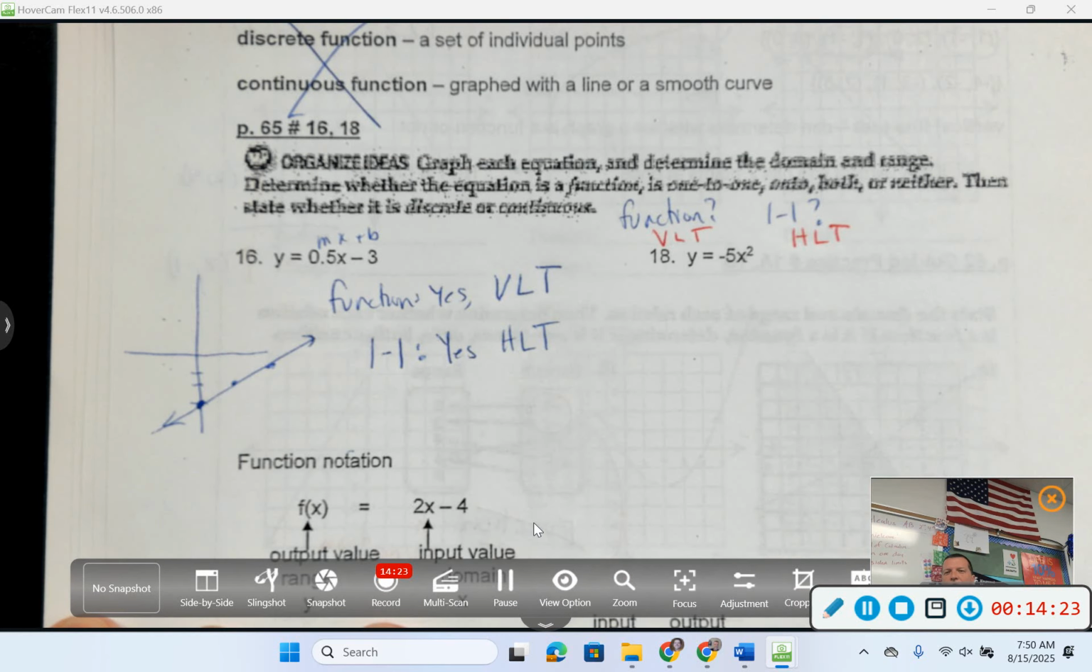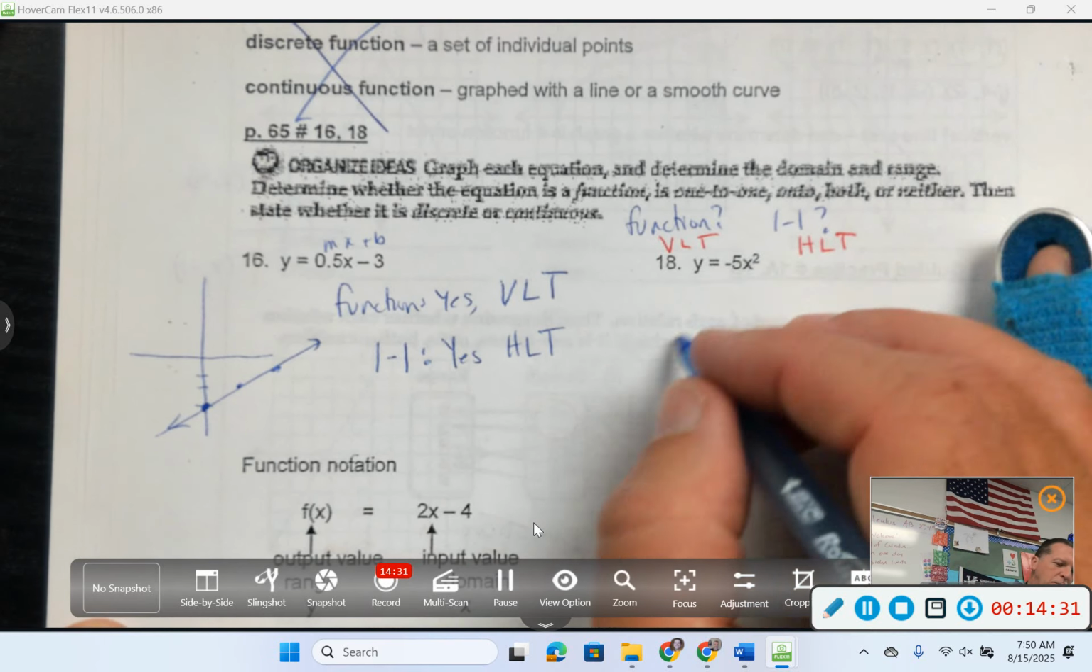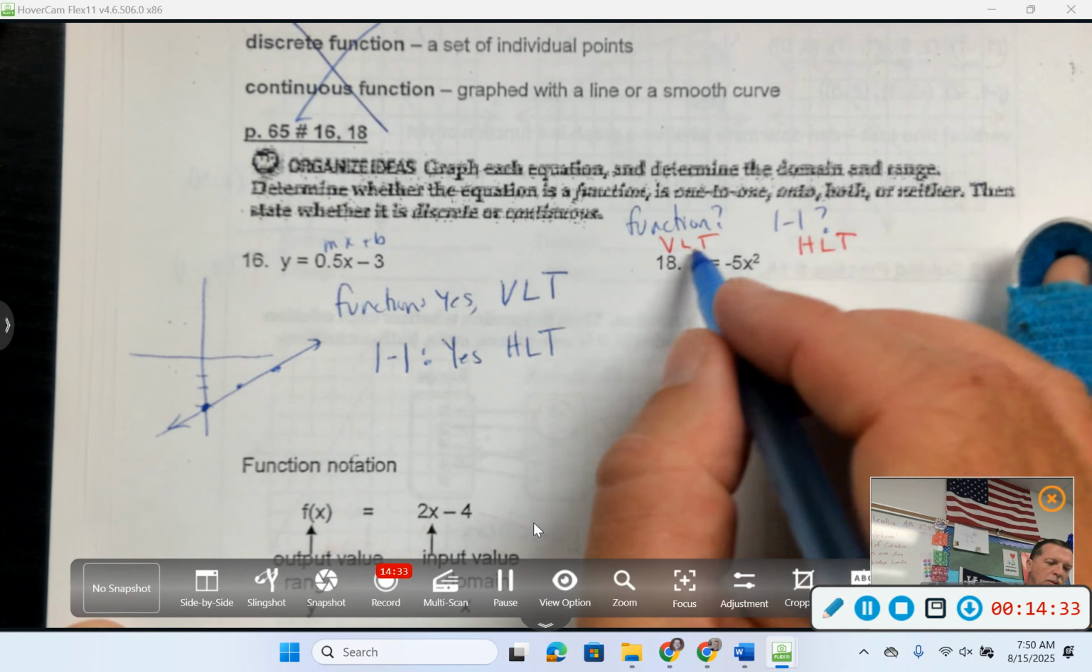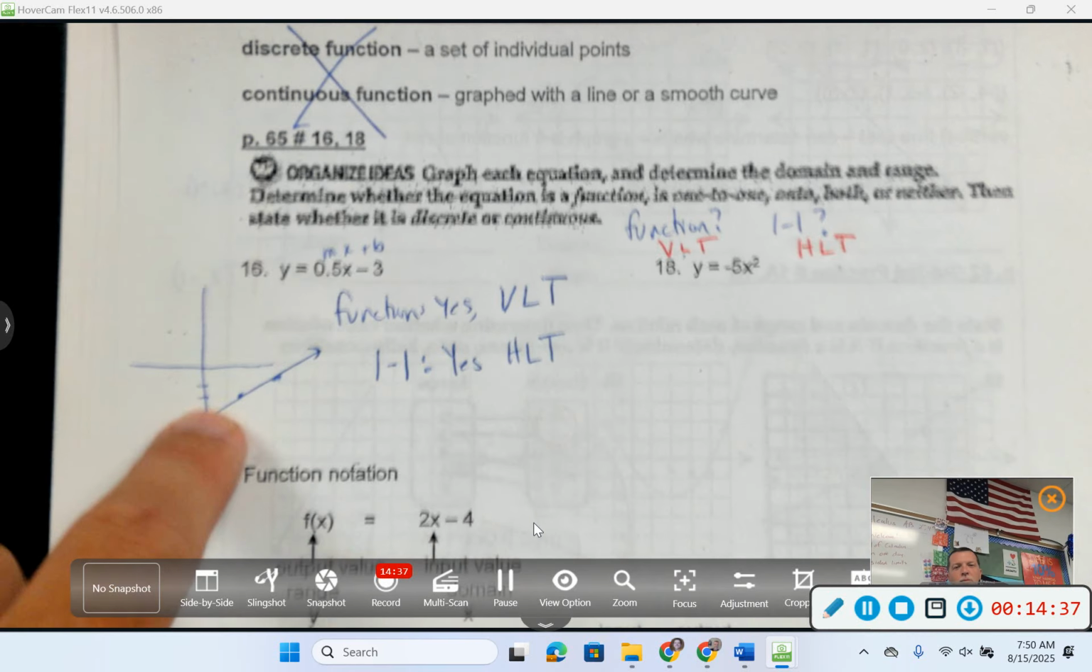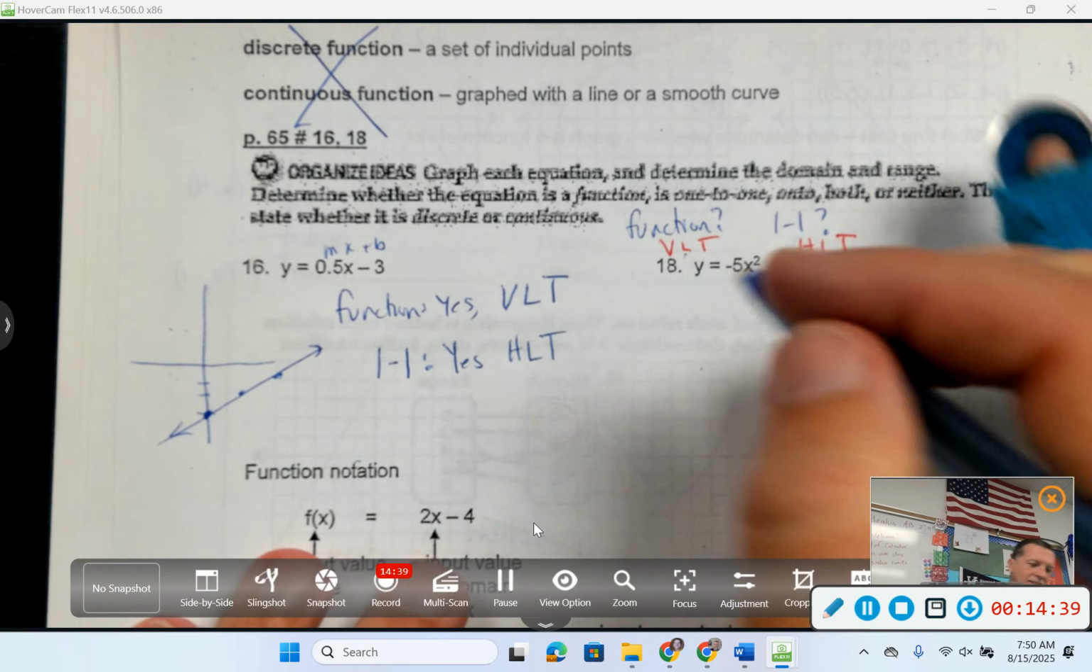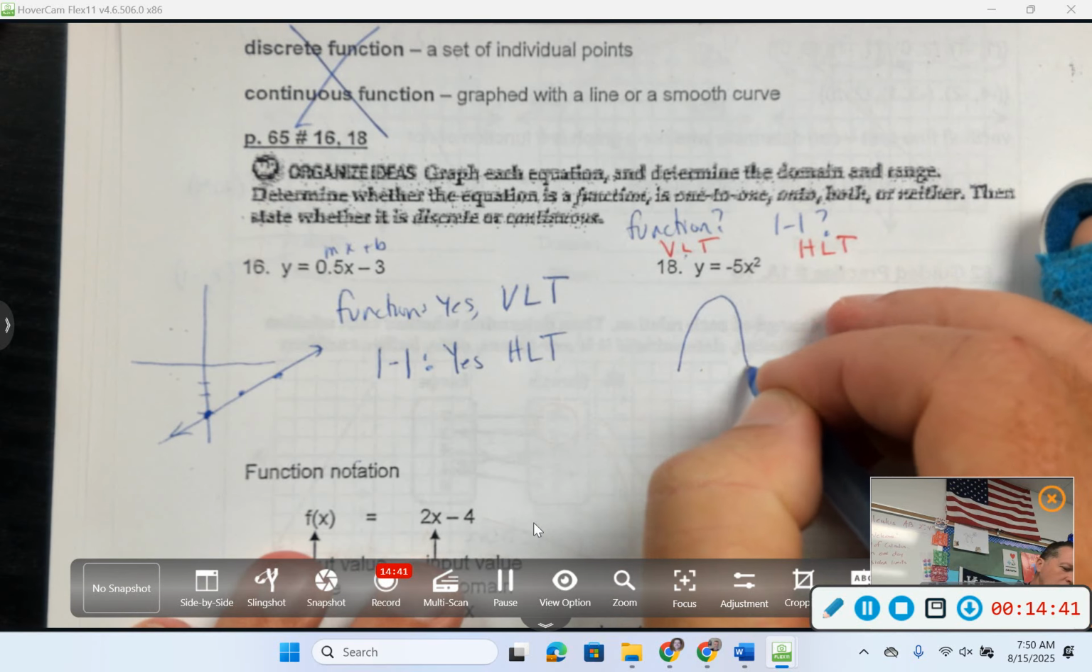Do you know what shape 18 is? It's a parabola. Do you know which way it's going? Down. So I don't have to be perfect on this because all I'm really worried about is the vertical line test and the horizontal line test. So you know what? I'm not even going to put it on an axis. I know that it's a downward parabola.